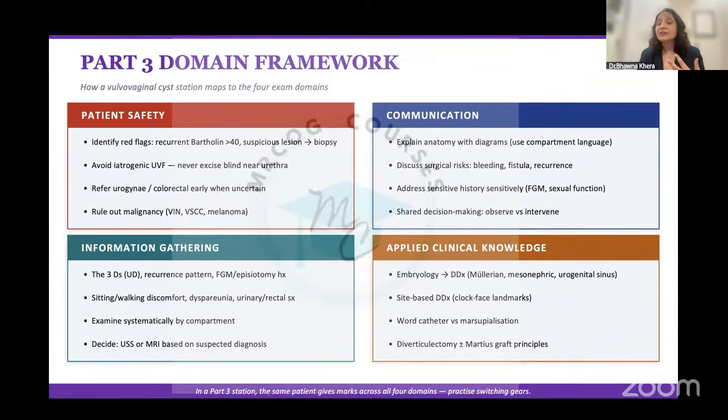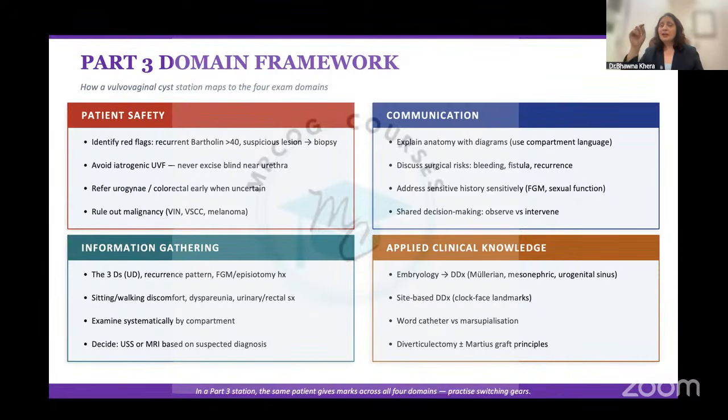Discuss the surgical risks like bleeding, fistula, and recurrence. Do not forget the recurrence in this, because that has to be told to the patient beforehand. Address sensitive history sensitively, because you are going to ask about FGM and about sexual function, so be very careful about this. Shared decision making: observe versus intervene.